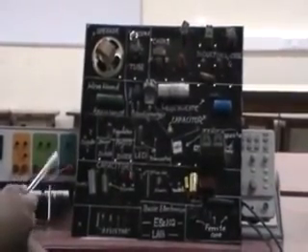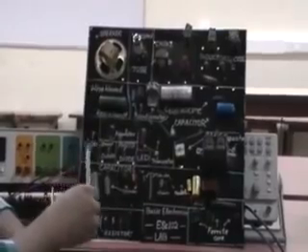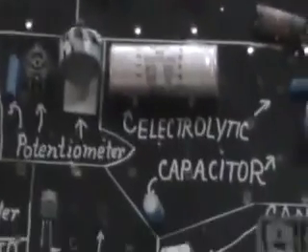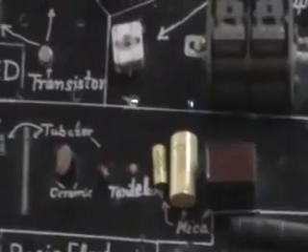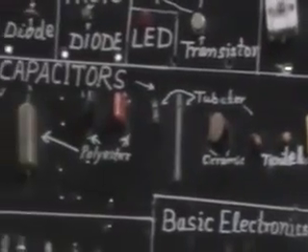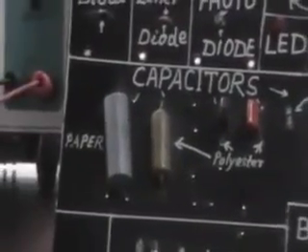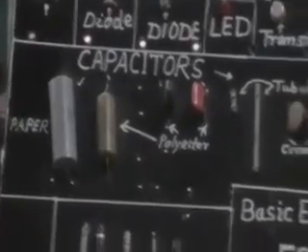On this board, we can see some of the capacitors: ceramic, mica, electrolytic, and other types. Now moving to the third passive device, that is the inductor.